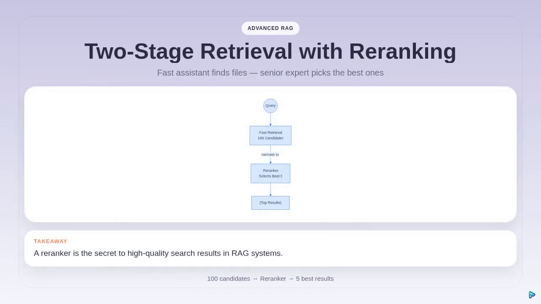But wait. What if the search results are not perfect? Advanced RAG uses a re-ranker. First, we grab 100 possible matches quickly. Then, a more powerful model looks at those 100 and picks the absolute best 5. It is like having a fast assistant find some files, and then a senior expert picking the best ones.